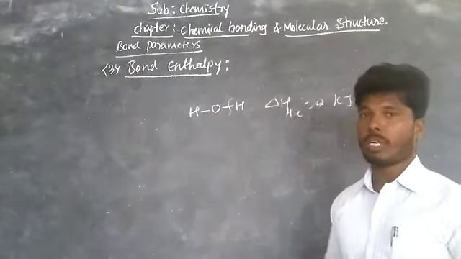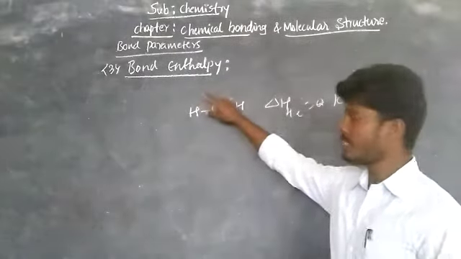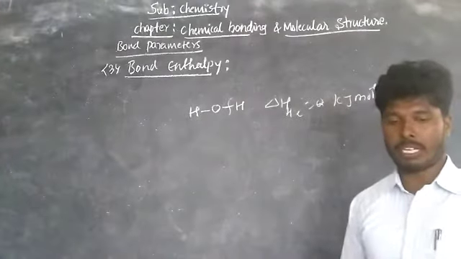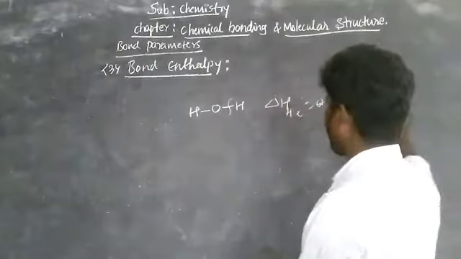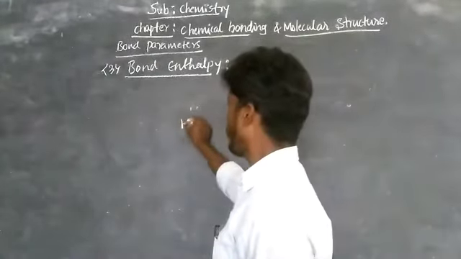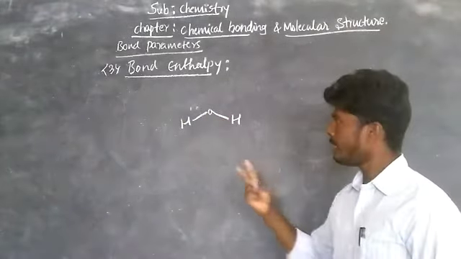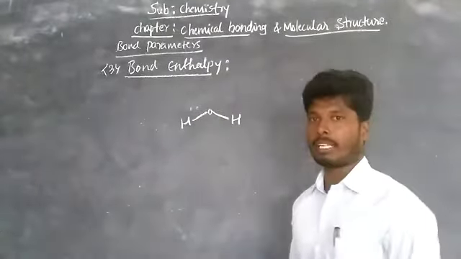Okay, now we are going to study another concept in bond enthalpy, that is called average bond enthalpy. For example, observe here there are two bonds in a water molecule. If you take a water molecule, H bond O bond H, here there are two same bonds, that is two O-H bonds in a water molecule.